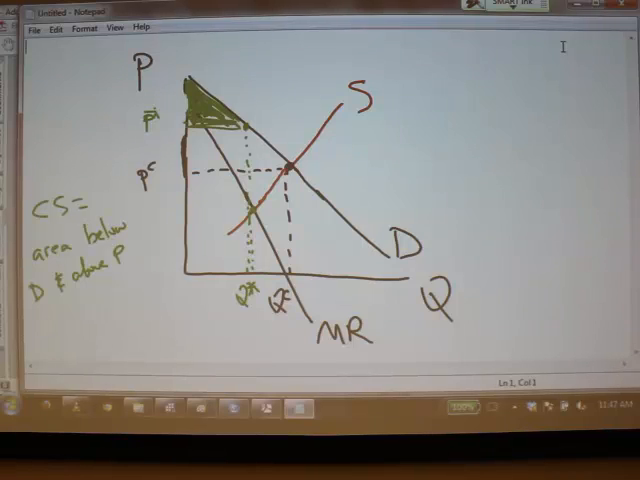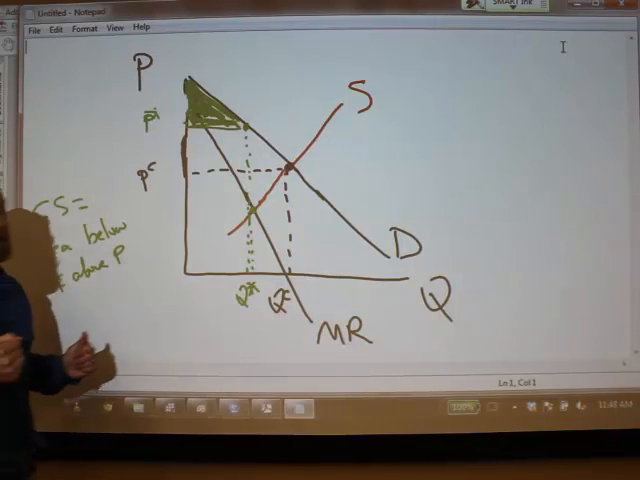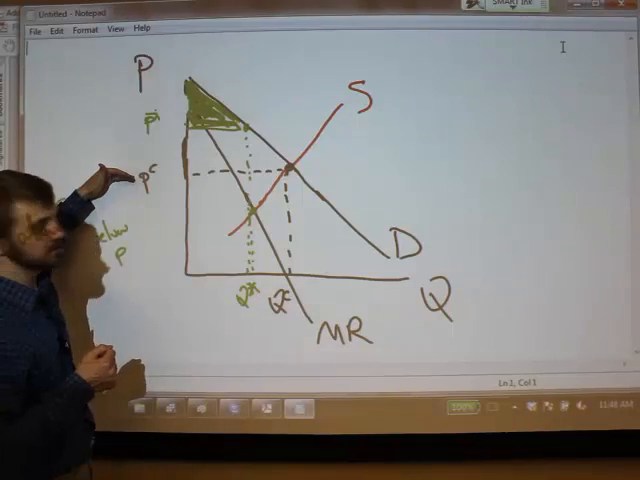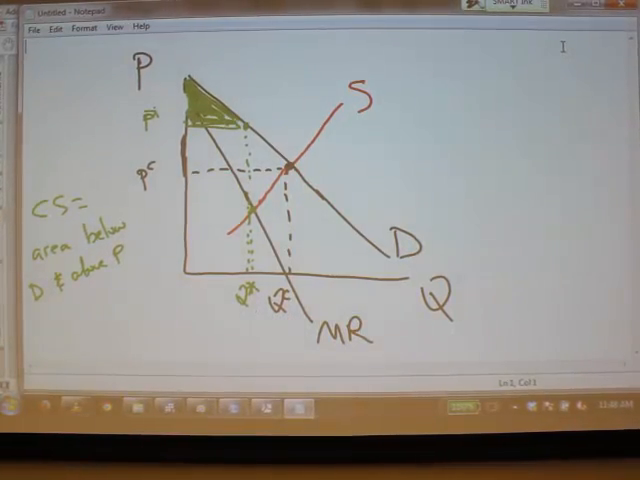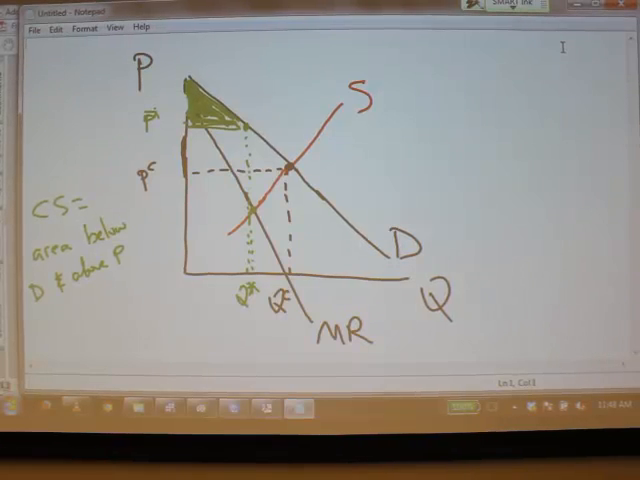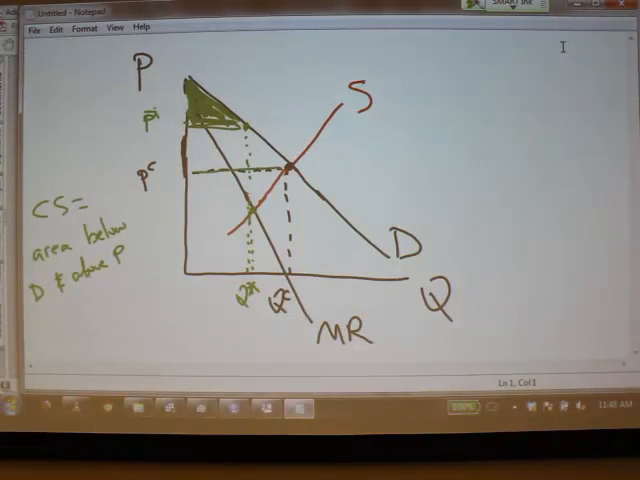So certainly consumers are going to be better off, right? Because they're going to pay a lower price, and they're also going to get to consume more quantity. And we see that in the consumer surplus, which again is the area below the demand curve and above the price. So the consumer surplus rises from this small green triangle to this large green triangle.